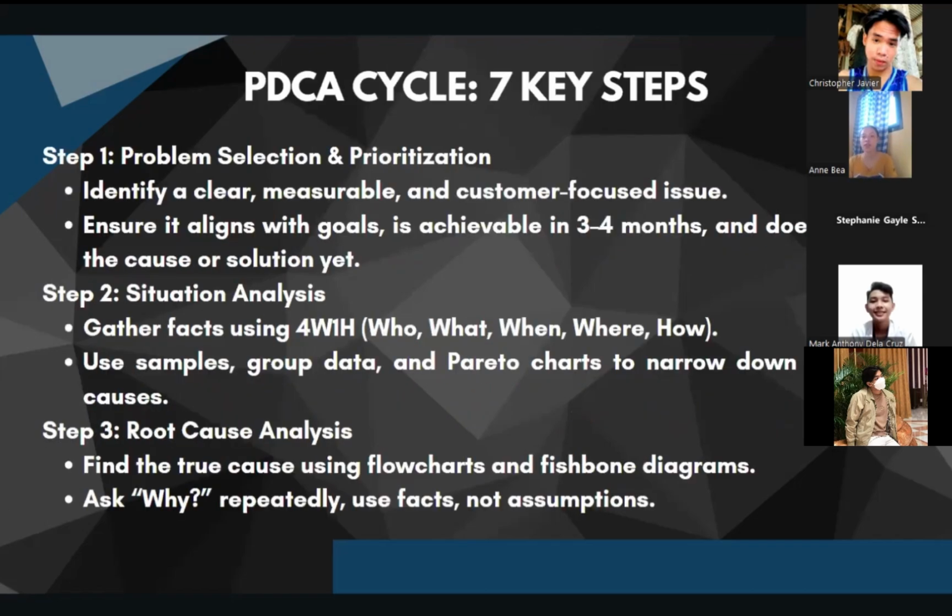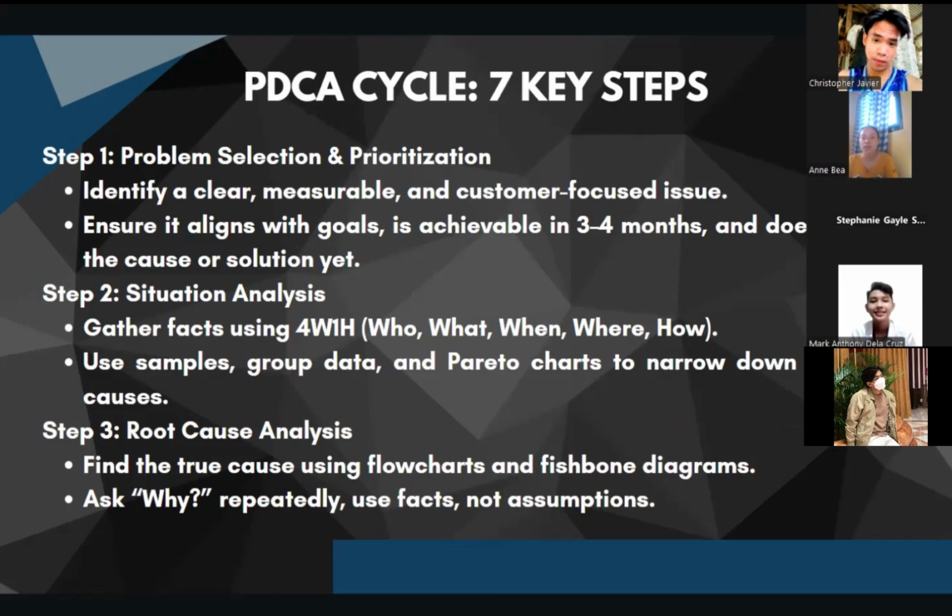So the seven steps in the PDCA cycle. The PDCA cycle is a structured and scientific approach to problem solving and continuous improvement. It is divided into four main stages, but within these stages are seven detailed steps that guide teams in solving problems effectively and sustainably.